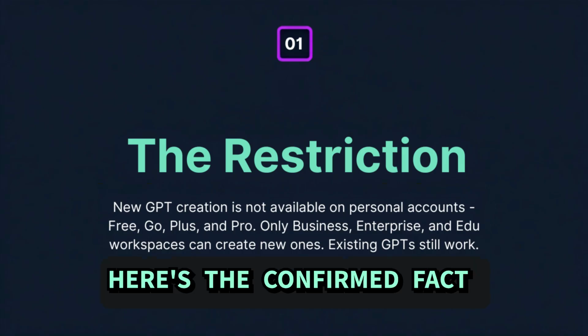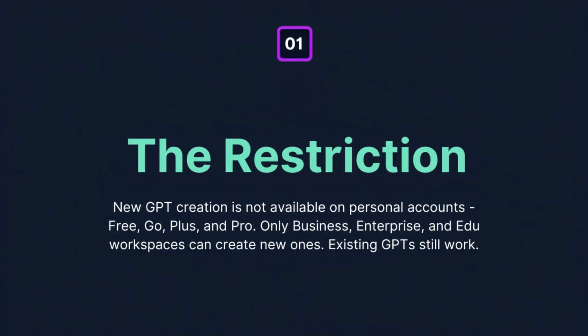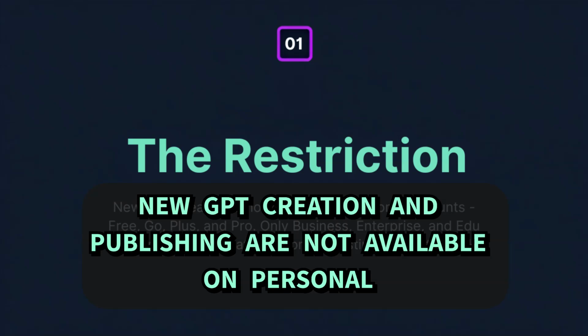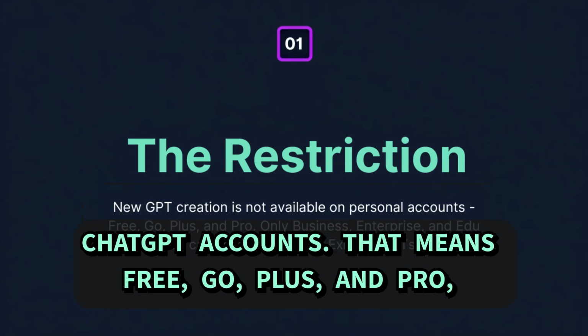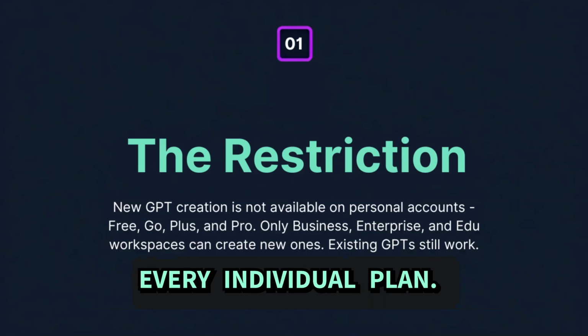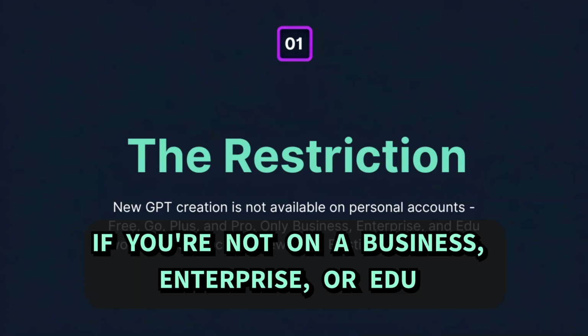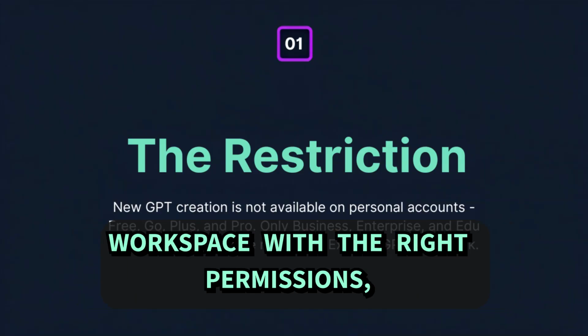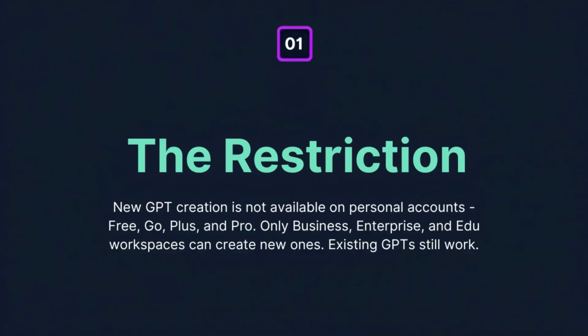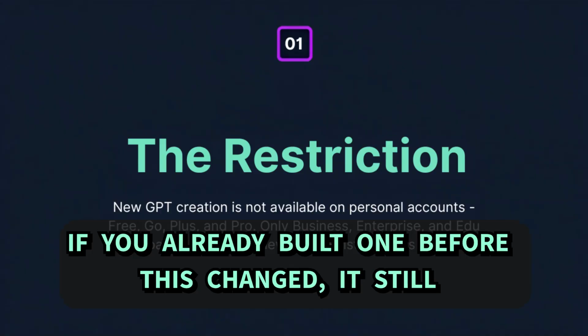Here's the confirmed fact, straight from OpenAI's own documentation. New GPT creation and publishing are not available on personal ChatGPT accounts. That means free, Go, Plus, and Pro, every individual plan. It doesn't matter what you're paying for. If you're not on a business, enterprise, or edu workspace with the right permissions, you cannot make a new custom GPT anymore. If you already built one before this changed, it still works.